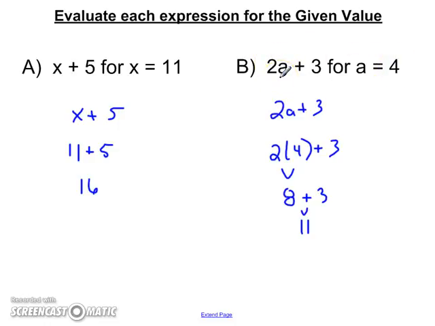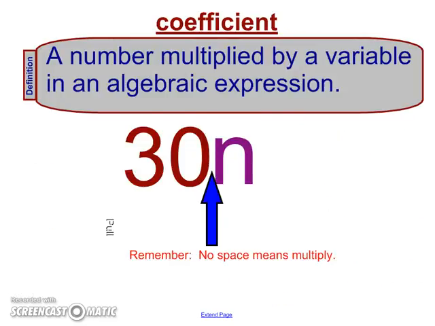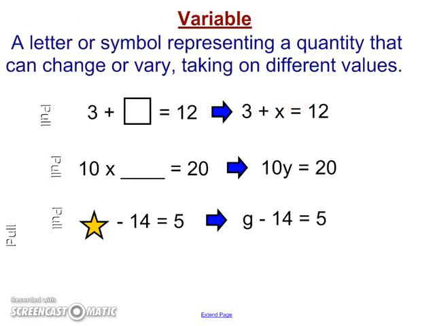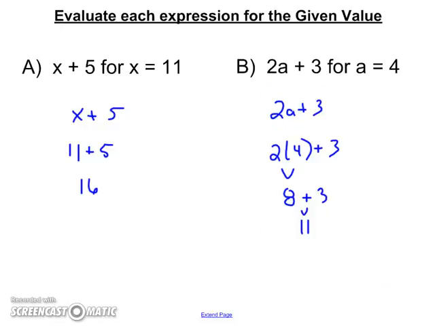Now, going back to that definition quickly of a variable. Let me flip back to variable: a quantity that can change or vary. In some cases, going back to B, we may say, what if a is a different value? What if a is 7? We could redo this problem with a being 7 instead of 4. That allows us the flexibility of changing the variable to fit a specific situation.